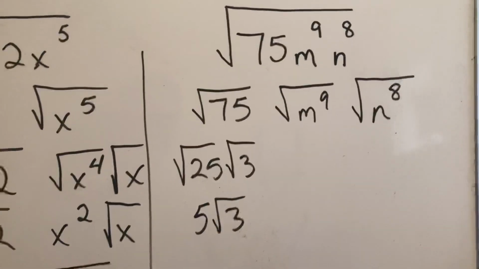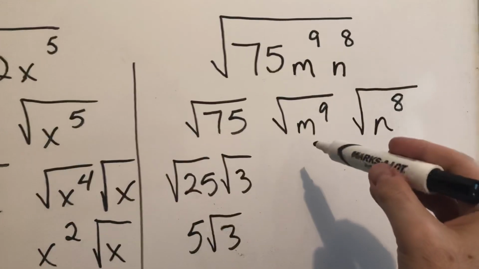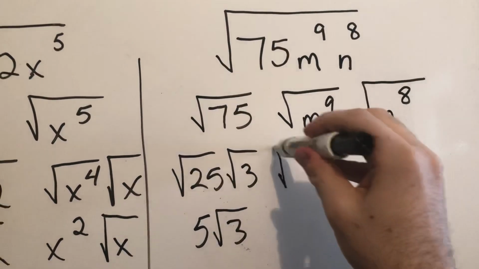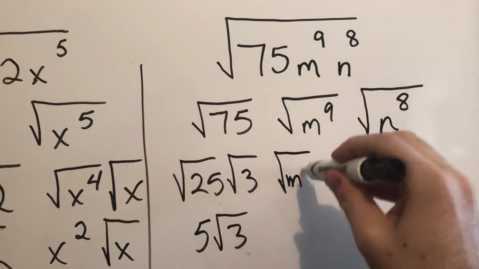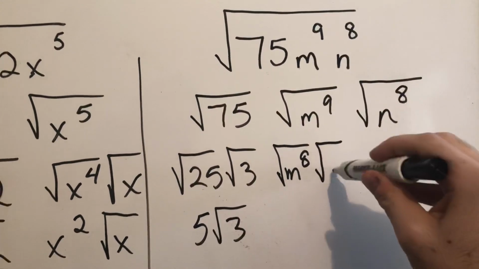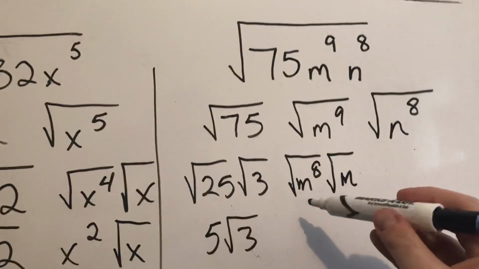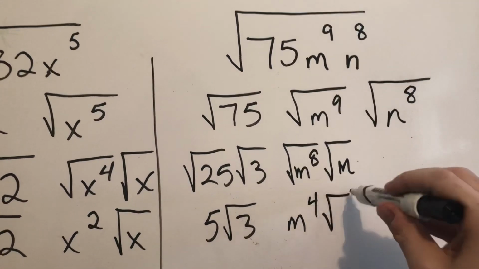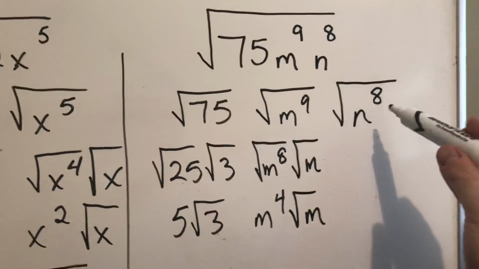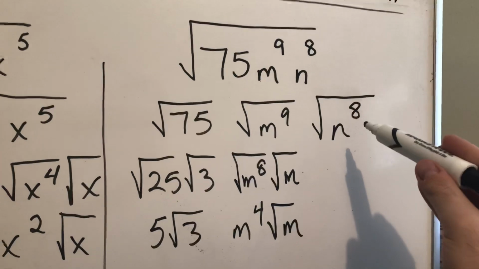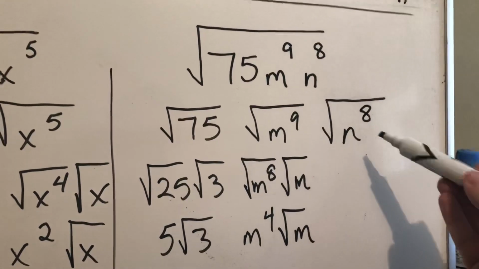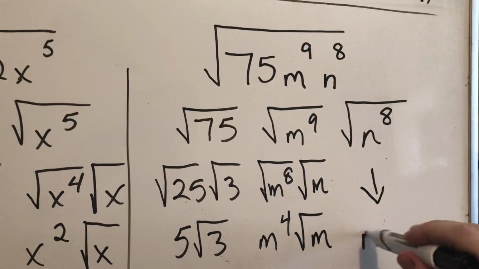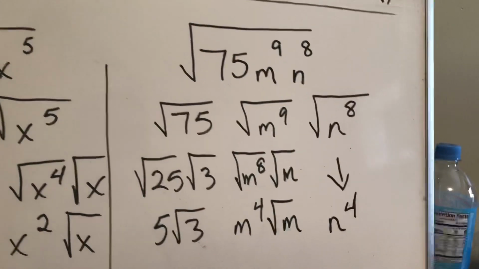We'll come back to that. M to the 9th. So odd exponent, the perfect square factor's got to be m to the 8th and root m. Simplify this, it's m to the 4th. Root m's got to stay. Square root of n to the 8th. That is a perfect square. So that's going to simplify all the way down to just n to the 4th.